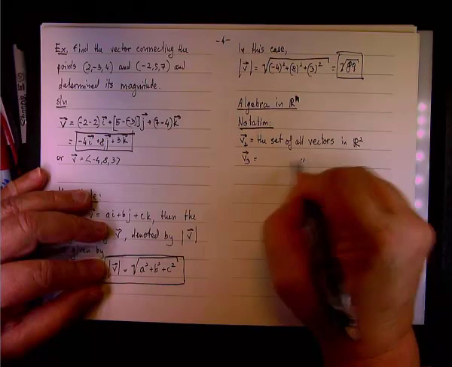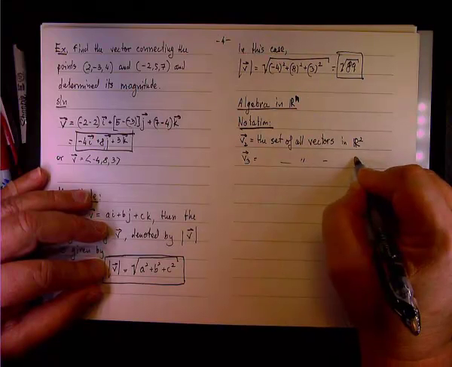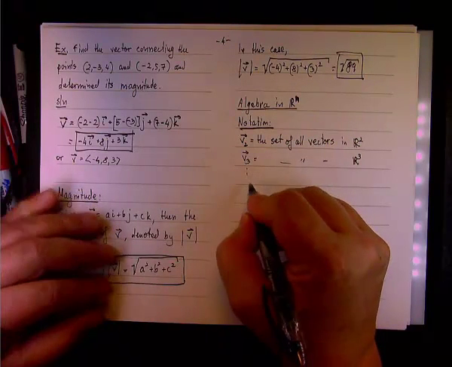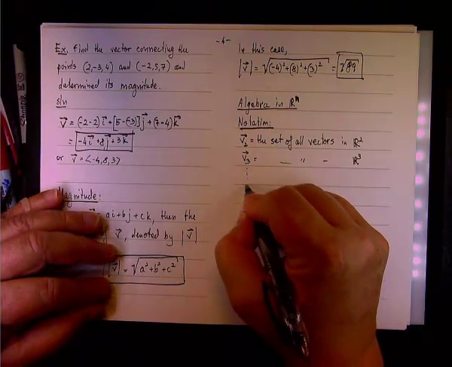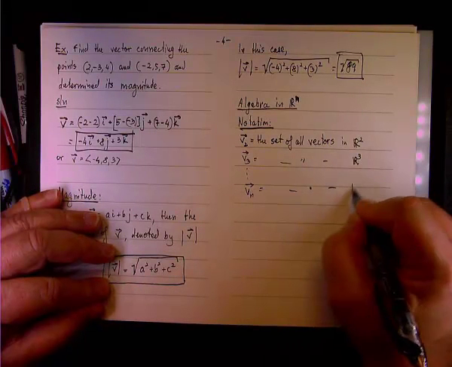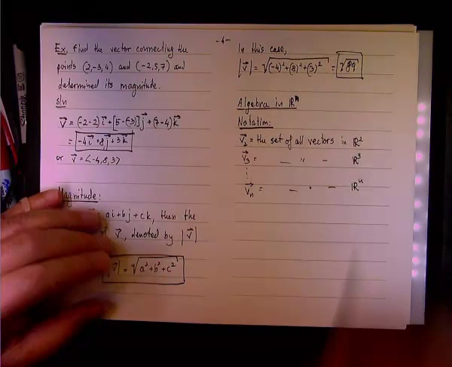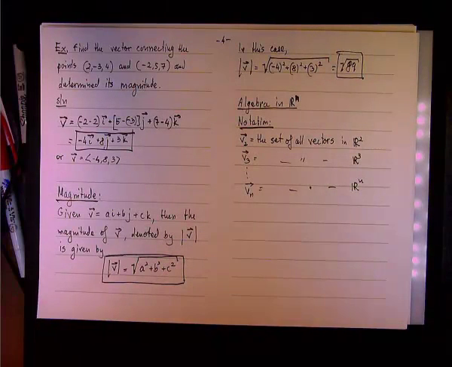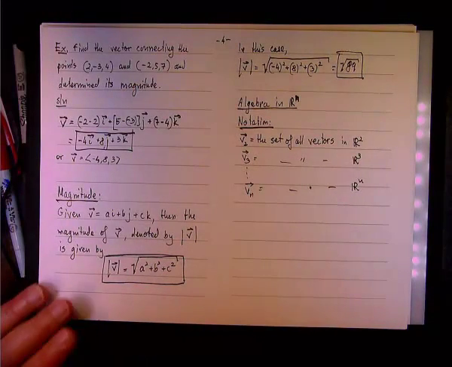Likewise, V sub 3 will be the set of all vectors in R3. And if you go down the line, you can go ahead and do V sub n, and that will be the set of all vectors in n-dimensional space. Okay, just so you know.